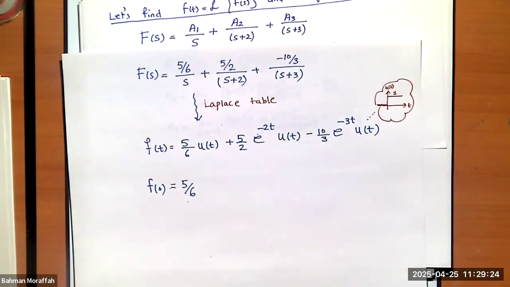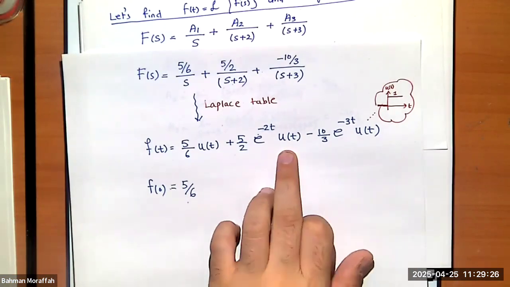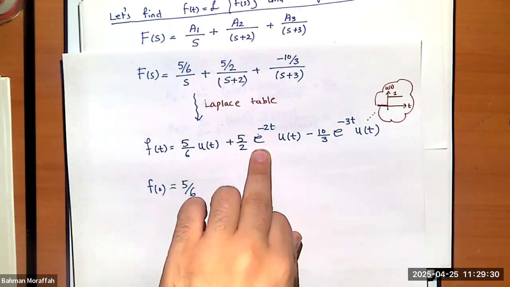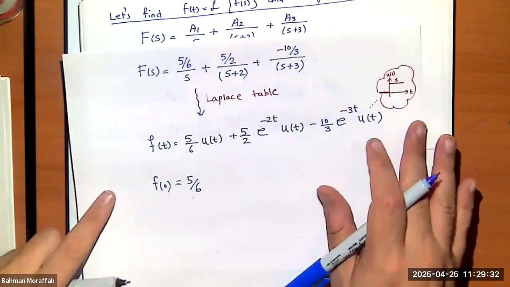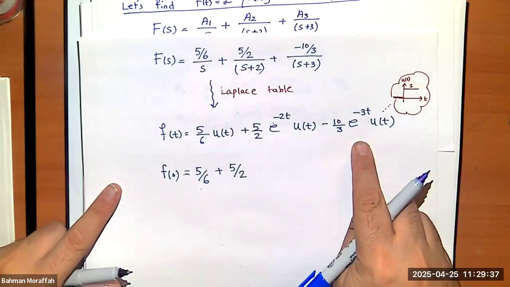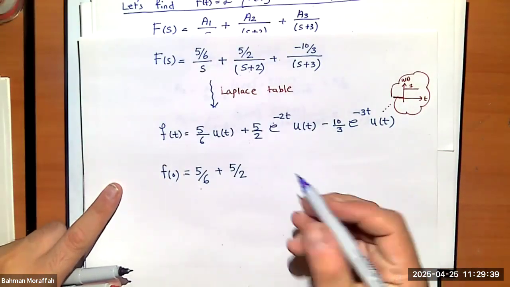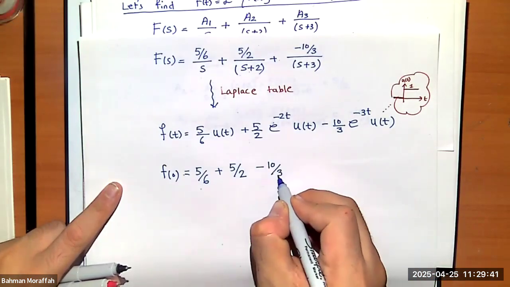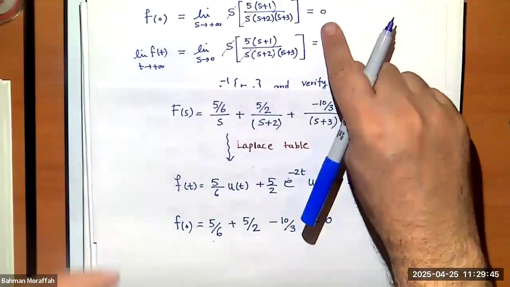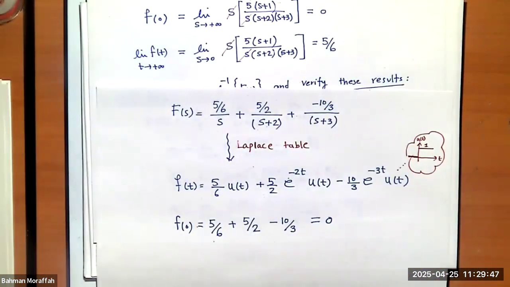How about my second term? u of t is still 1. What is e to the power of minus 2t when t is 0? That's 1. So it's plus 5 over 2. How about the last term? It's minus 10 over 3, which sums to exactly 0, which matches what we had.